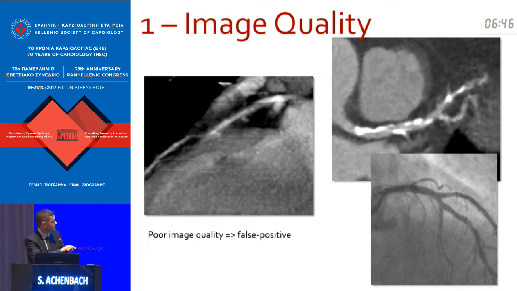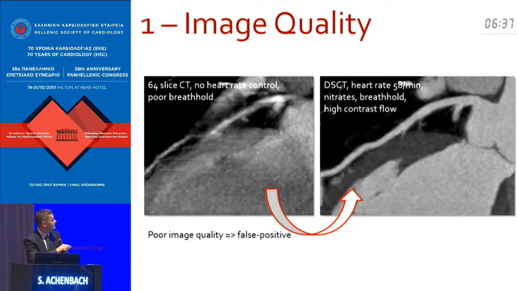Then here's another case where the image quality is poor, and there is the impression that there might be stenosis in this vessel. And in this case, the scan was repeated. This one was done with no heart rate control, very poor breath hold, 64-slice CT, and the scan was repeated with a higher quality scanner. Heart rate was lowered, nitrates were given to the patient, a good breath hold command, and high flow of contrast. And you can see this is the same patient with a good quality and with a poor quality scan. With the good quality scan, you can see there are absolutely no stenoses. So we have to keep this in mind.